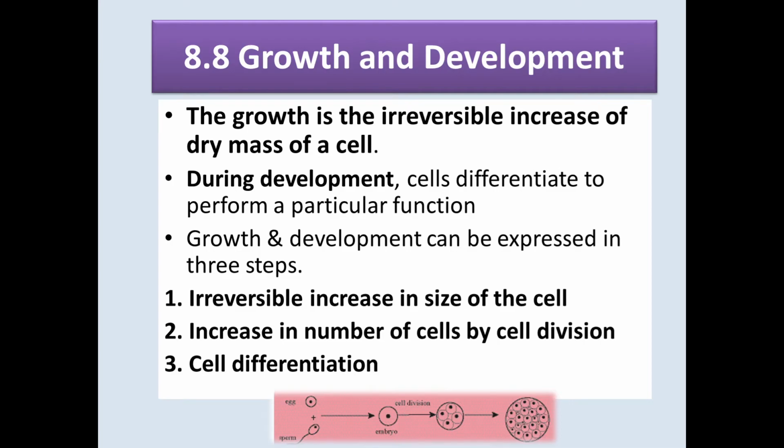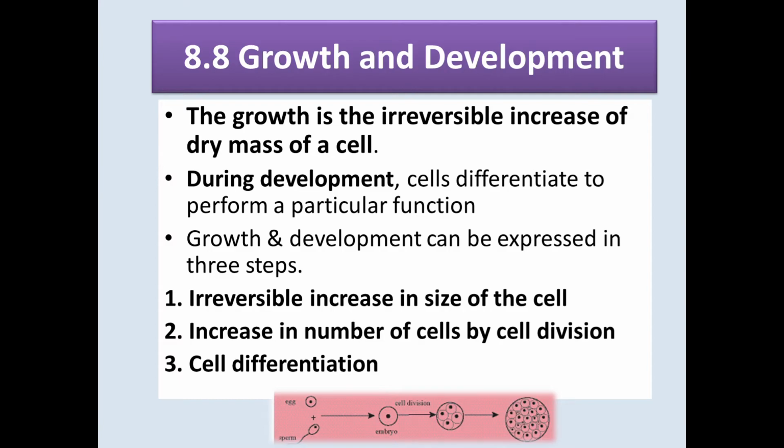Okay, children, you have come to the last part of the lesson, and the next characteristic of living organisms: growth and development. Growth is the irreversible increase of dry mass of a cell. The cell grows, the size of the cell increases, the dry mass of the cell increases. But it is not coming to the original state, or it is not reversible. Growth is the irreversible increase of dry mass of a cell. Dry mass means without water.